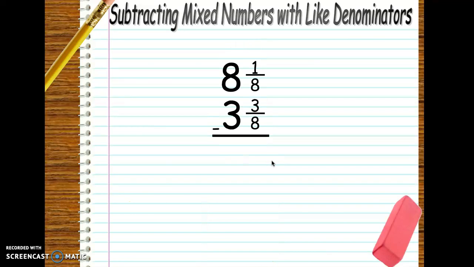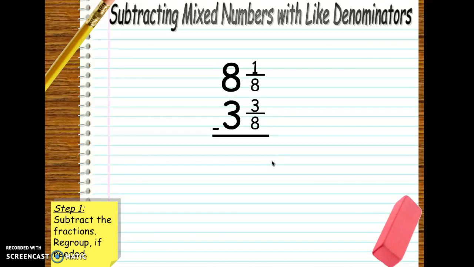We have 8 and 1/8 subtracted by 3 and 3/8. So going to step 1, we're going to subtract the fractions and regroup if necessary. I can easily see here that my numerator at the top, 1, is not going to be easily subtracted by 3. So what I'm going to have to do is change one of those whole numbers into 8/8. So I'm going to rename this to 7 and 9/8. Magic, change that fraction there.